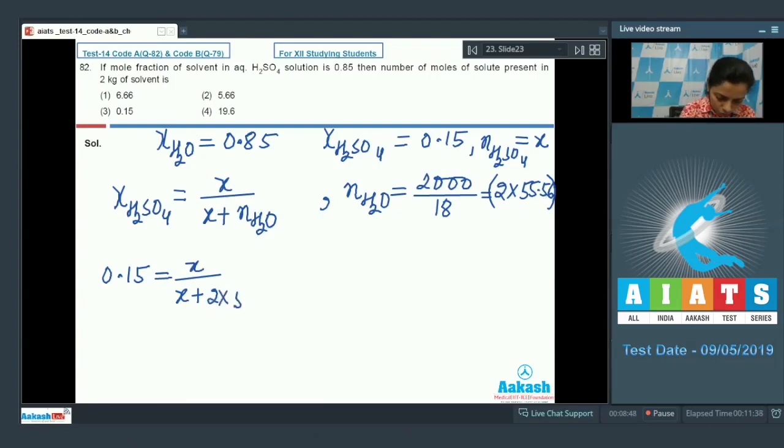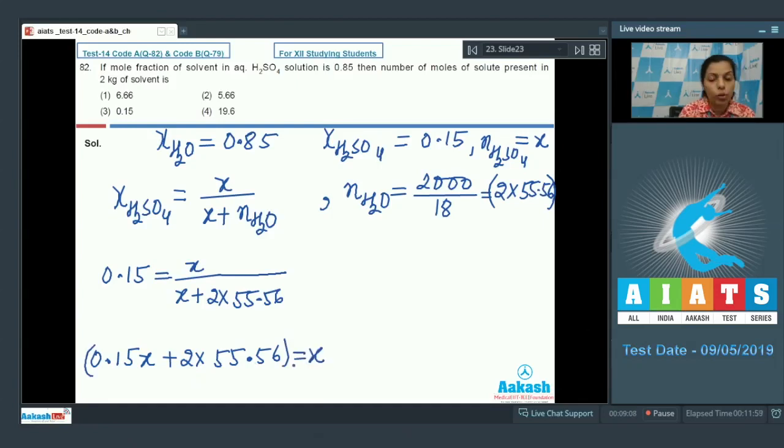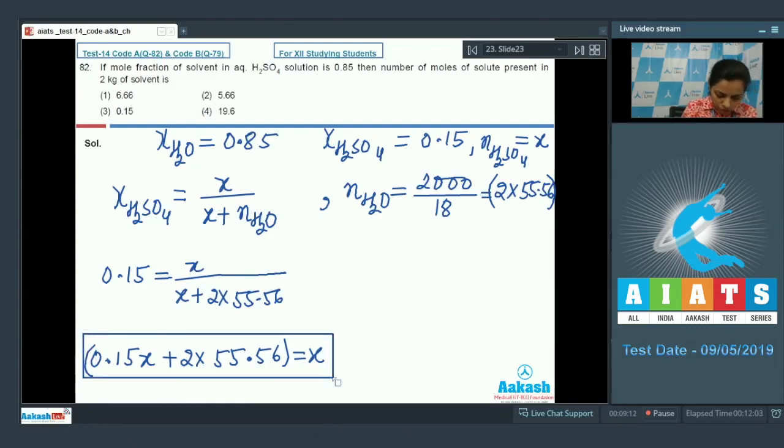So this value I can place here, or it can be simplified as 0.15 times x plus 0.15 times 2 into 55.56, that value is equal to x. Now it's your turn. Just solve this for the value of x. So simply we can write here.